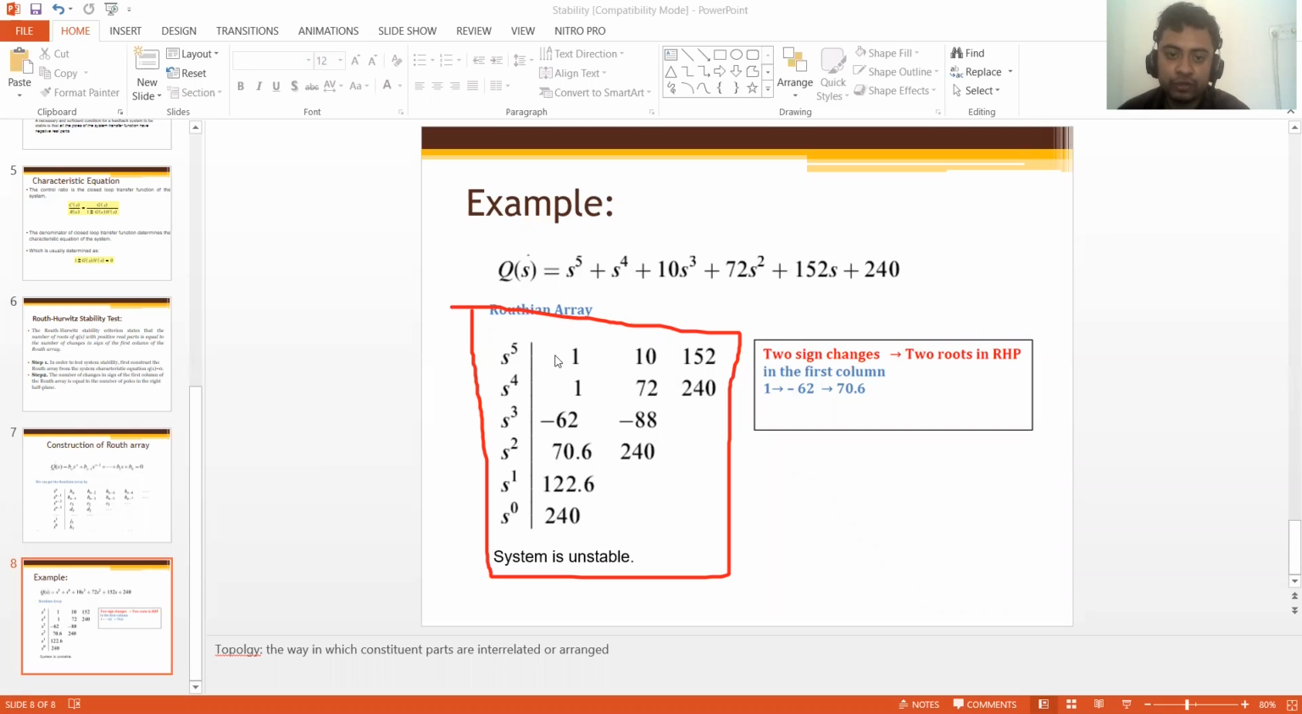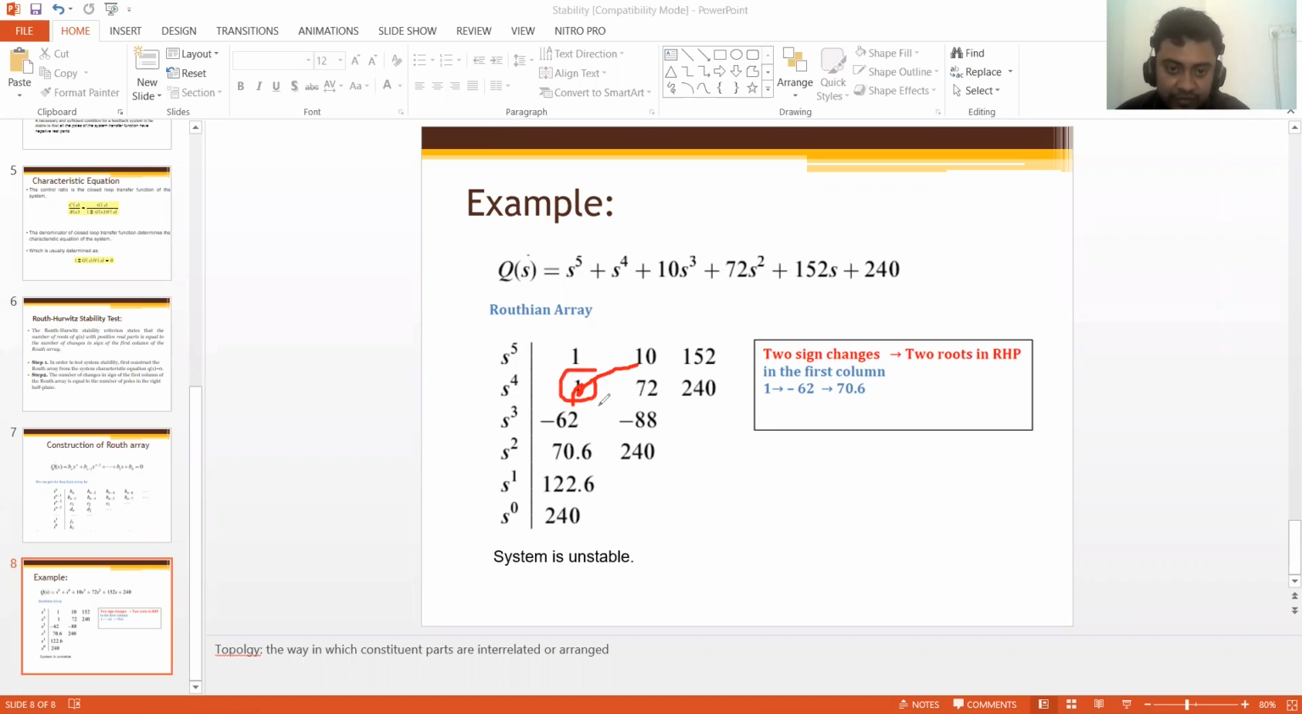So from this we have to determine the coefficients of s to the power 3 and further terms. How to calculate s to the power 3 here? It comes from 1 multiplied by 10 minus 1 multiplied by 72, divided by 1, and this gives us minus 62. And minus 88 comes from this term multiplied by this term minus this term multiplied by this term, and the result is divided by this term, and this gives us minus 88. Other values are calculated in a similar fashion.